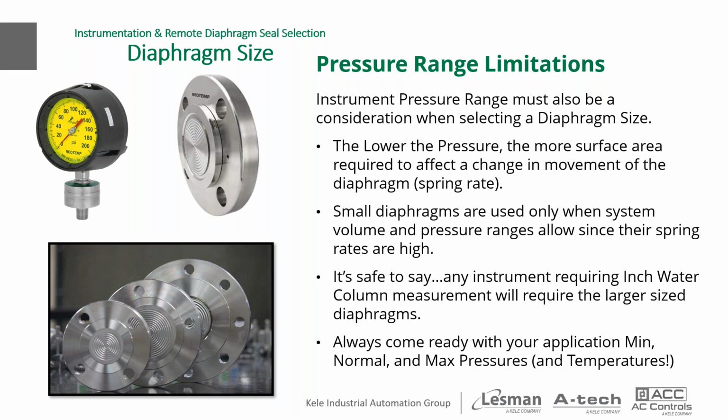So small diaphragms are used only when the system volume and the pressure ranges allow, since their spring rates are so high. In other words, with higher pressure gauges, 200, 300, 500 pounds and above, we can use much smaller diaphragms. It's safe to say that any instrument requiring inch water column measurement will require the larger size diaphragms. In fact, there are direct drive diaphragm gauges made specifically for low pressures. We don't put seals on those, because those typically are a seal.